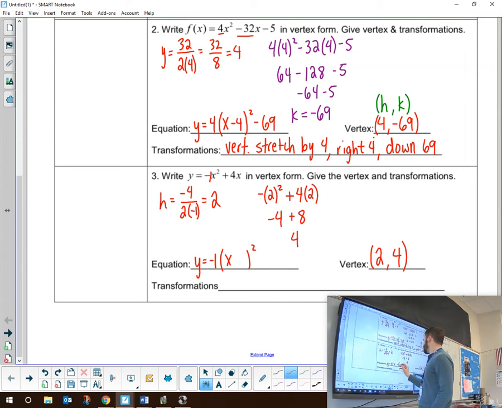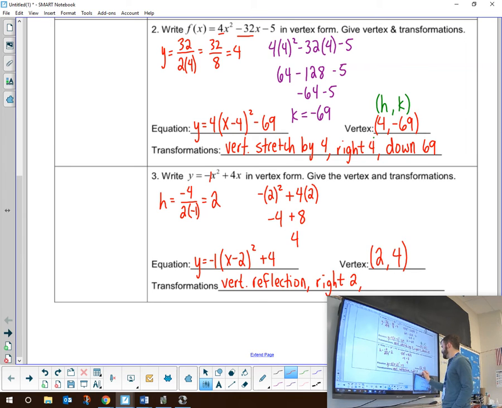All right, so with my h, we're going to have a minus 2 in here, and with my k, we're going to have a plus 4. All right, so about our transformations. First off, with my a, we're going to have a vertical reflection, which means my graph is going to open down. We're going to go to the right 2, and we're going to go up 4. All right, hopefully that all makes sense to you. Okay, all we're doing is converting from standard form to vertex form.